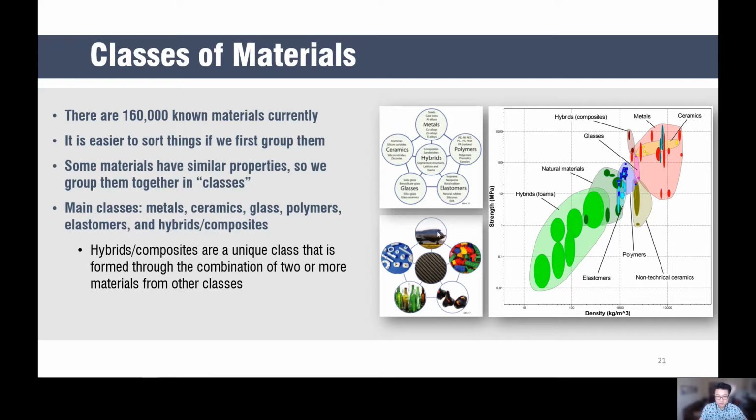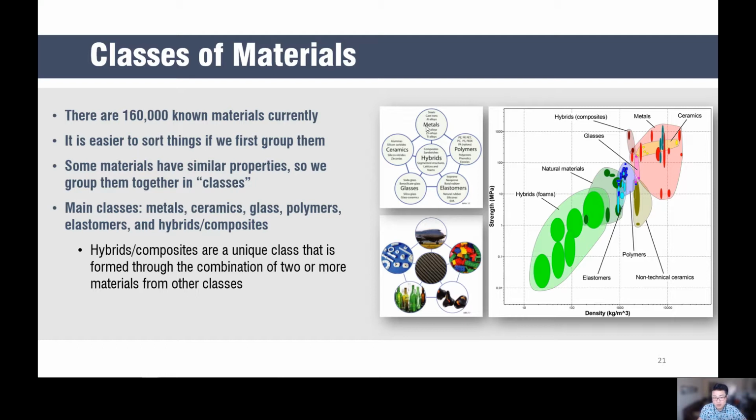Let's have a look at this graph on the right-hand side. Here we have strength versus density. In the ANSYS Granta EduPack, you can plot out each of these material bubbles, and you can see we have different material classes. In Granta EduPack, they even subdivide ceramics into technical ceramics and non-technical ceramics, two classes, and natural material and hybrid into another two classes. But in general, that's basically what we have.